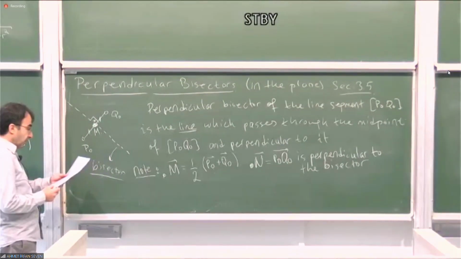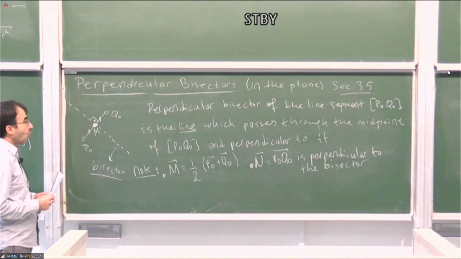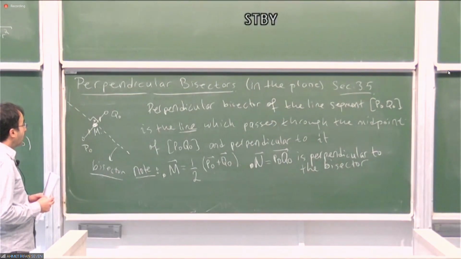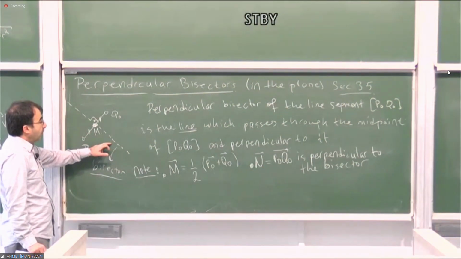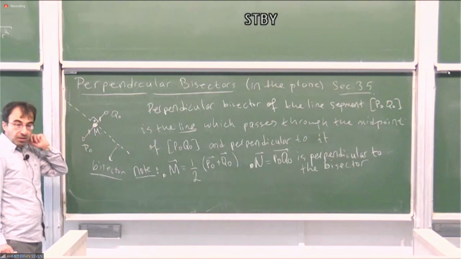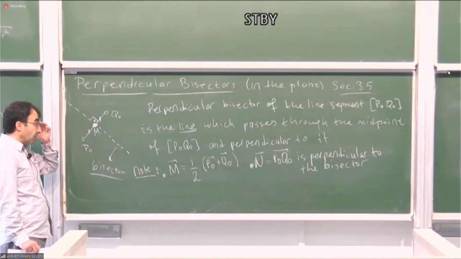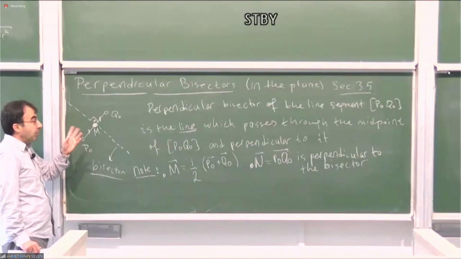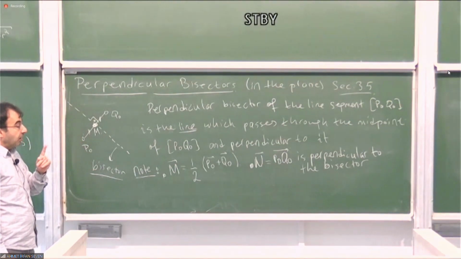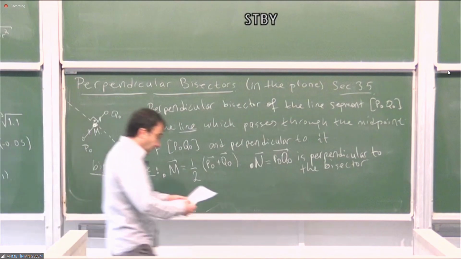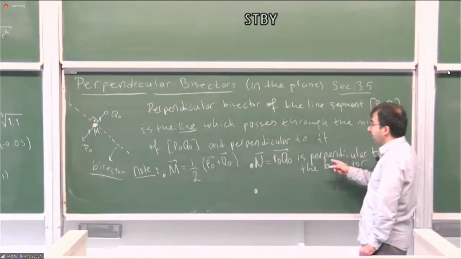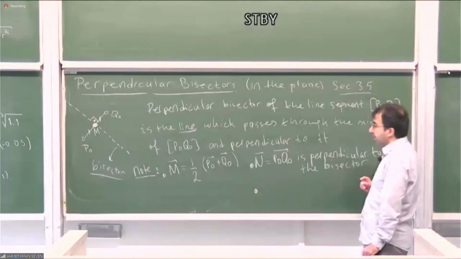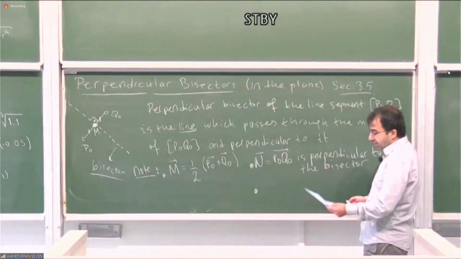Okay, so you see that we want to find the equation of this line, and to write the equation of this line, remember, in the plane, we can write it in two ways. We can have a normal equation or a vector equation. So in any case, this will be a normal vector for this line, perpendicular.